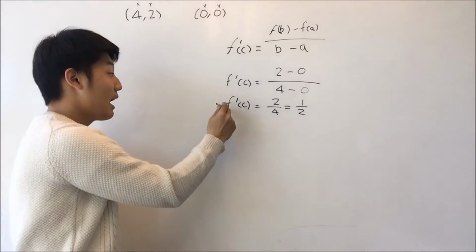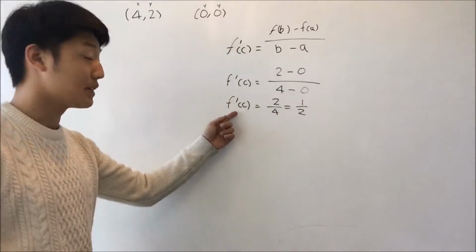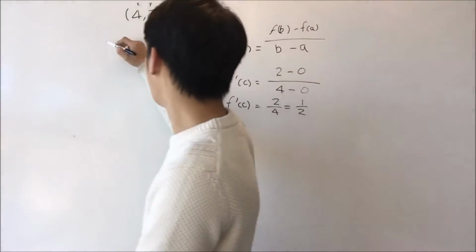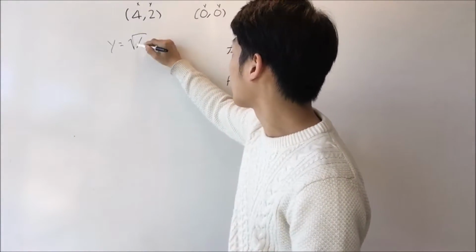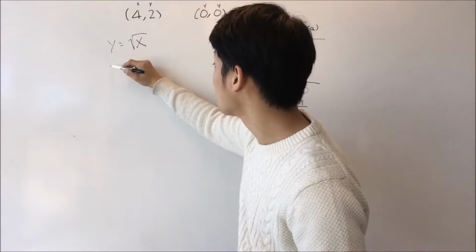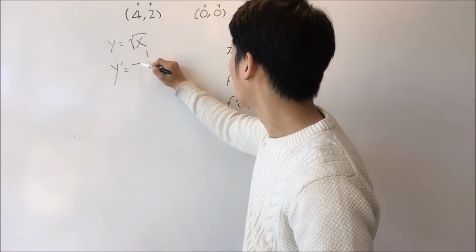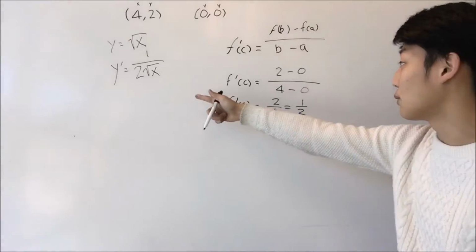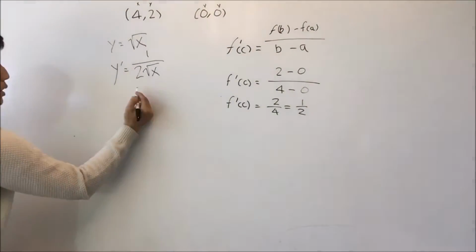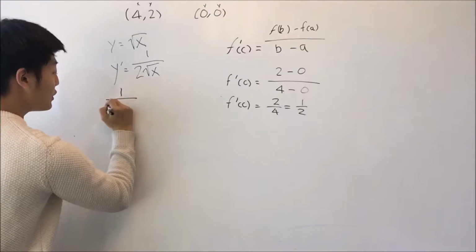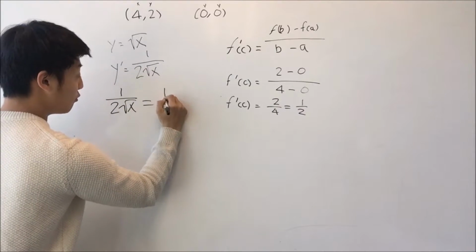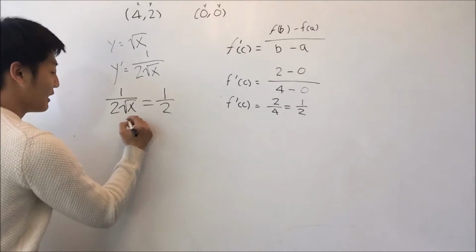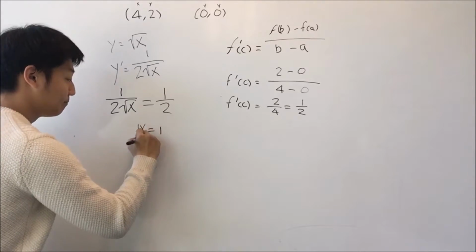Now, because f prime of c is 1 over 2, let's solve for f prime. It is given that y is equal to radical x, right? So if we differentiate this, y prime will equal 1 over 2 radical x. And to solve for c, we can just put this equation here. So it will be 1 over 2 radical x equal to 1 over 2. And this is obvious because if we just plug in 1, it will become 1 over 2. And so that means x equals 1, right?